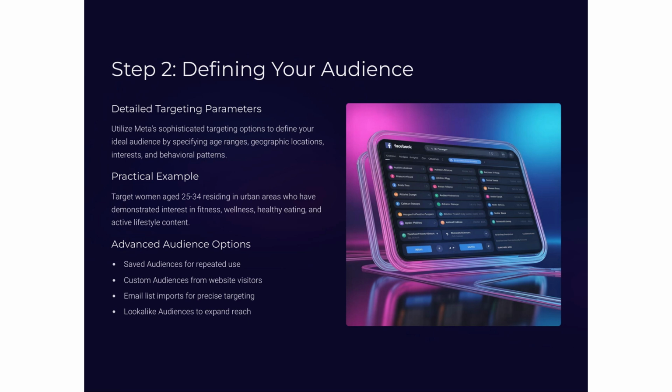Define your audience using Meta's targeting options by specifying age, location, interests, and behaviors. For example, target women aged 25 to 34 in urban areas interested in fitness and wellness. Utilize advanced options like saved audiences, custom audiences from website visitors, email lists, and lookalike audiences to enhance targeting precision.